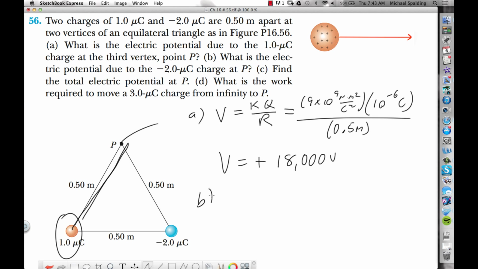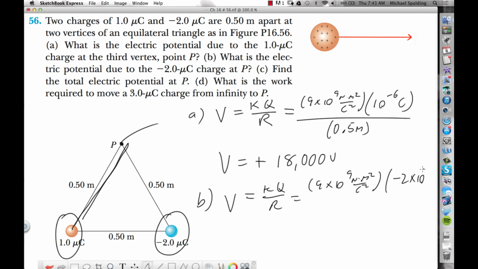All right, now B, same exact thing. So now we want the electric potential for this guy at that point. So you go KQ over R. So that's 9 times 10 to the 9th newton meter squared over coulomb squared, negative 2 times 10 to the negative 6. Guys, in this equation, Q is not absolute valued. If it's negative, you've got to plug in negative. And that's not the case in the electric field equation. In the electric field equation, the Q is absolute valued.